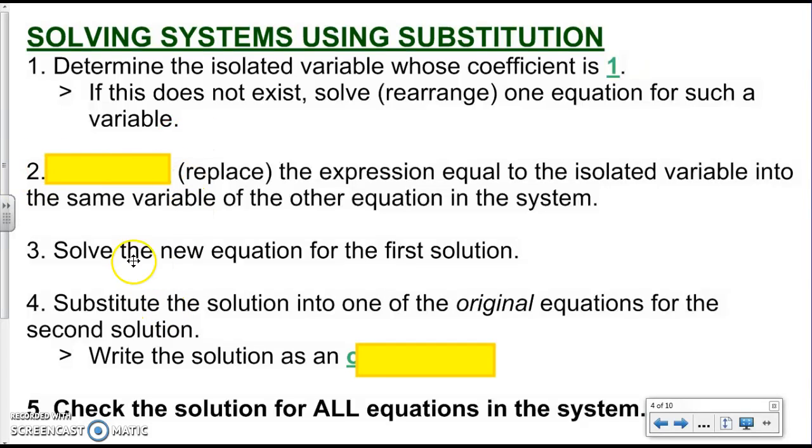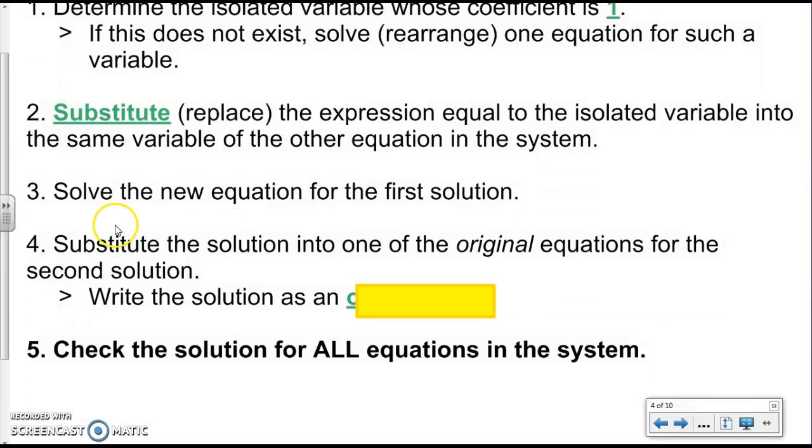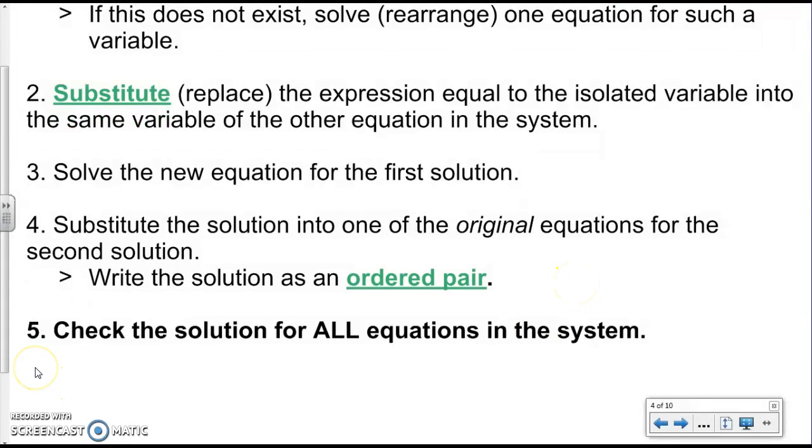Step 2 is substitute or replace the expression equal to the isolated variable into the same variable of the other equation in the system. Step 3 is to solve the new equation for the first solution. Step 4 is to substitute the solution into one of the original equations for the second solution, and then write the solution as an ordered pair. And finally, check the solution for all equations in the system. It needs to work for everything.